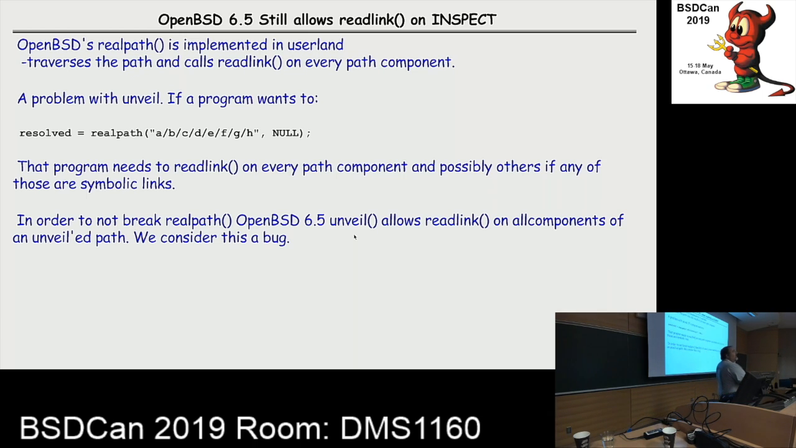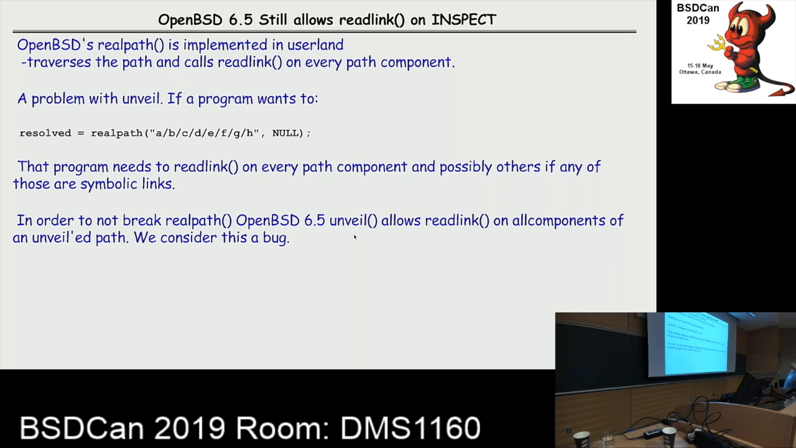6.5 still allows read link on inspect. Okay. So why do we need read link? There's actually no programs that need read link to do this, but we allow it anyway. And we allow it because there's another thing in libc called realpath. And realpath will return you the resolved canonicalized path for any path in the file system. And our realpath in OpenBSD is implemented by iterating through the path components and calling read link on each one. Because read link will return you enough information to figure out, is it a symbolic link? Do I need to follow it? Is it something else? Can I keep going? Etc. etc. etc. So realpath is just a libc thing that keeps calling read link over and over and over on a path, at least inside OpenBSD.